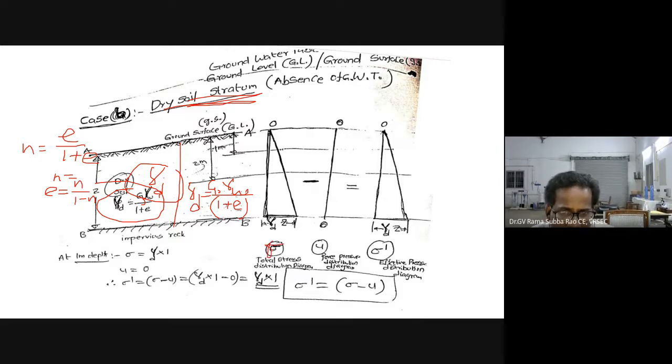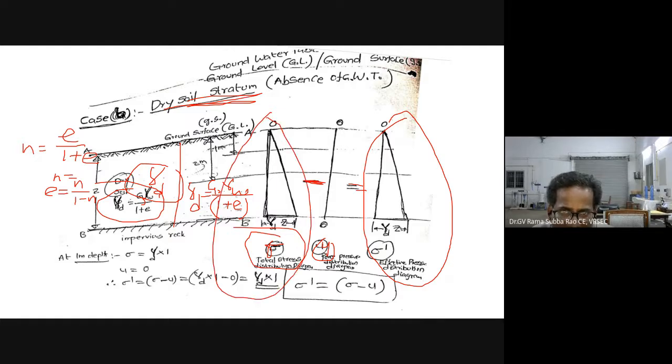Now let me write first. Initially, I am bothering about how to calculate total stress, and later we think about pore water pressure. So I will do minus here. This is the symbol of subtraction, which gives equal to this, the final effective pressure distribution diagram. This is the total pressure distribution diagram. This is the pore water pressure distribution diagram. This is the equal-to symbol, and this is minus.